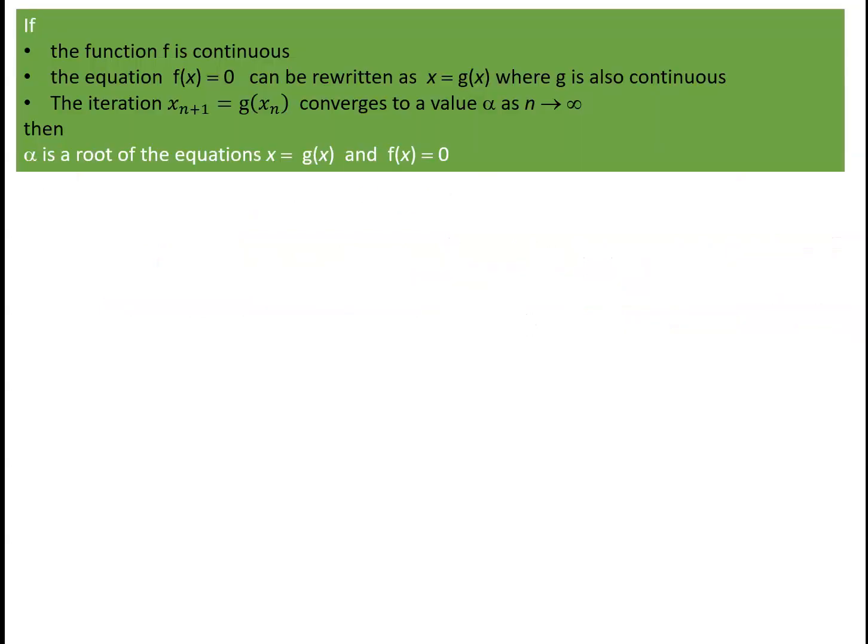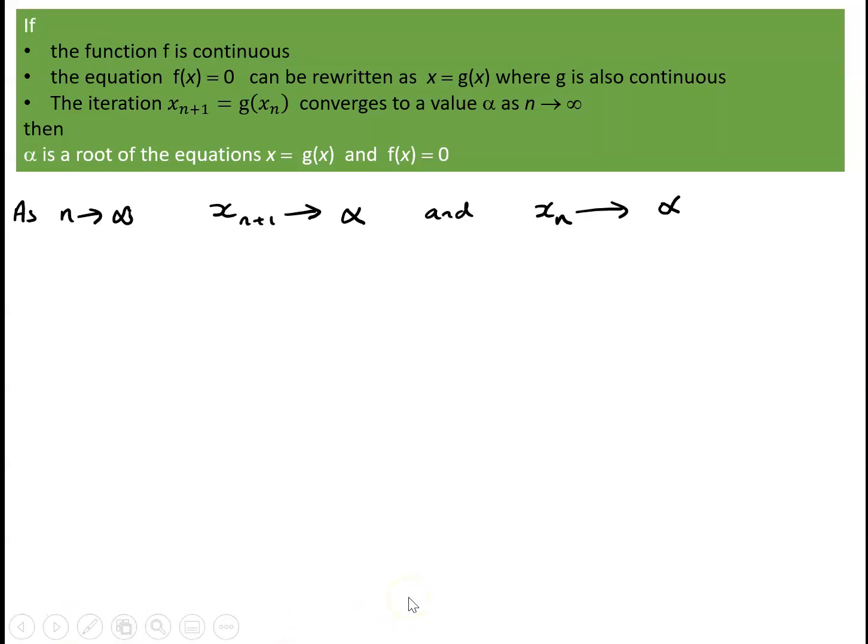So to summarise what we've done: if the function f is continuous and the equation f of x equals 0 can be rewritten as x equals g of x, and the iteration xn plus 1 equals g of xn converges to a value alpha as n tends to infinity, then alpha is going to be a root of the equation x equals g of x, and because x equals g of x is simply a rewrite of the equation f of x equals 0, alpha is also going to be a root of the equation f of x equals 0.